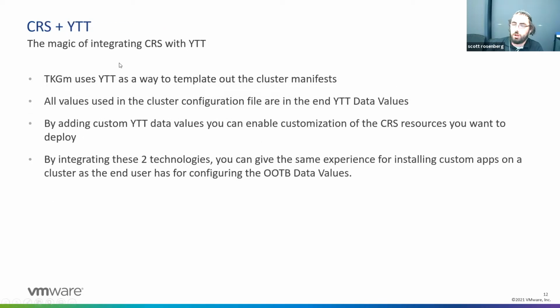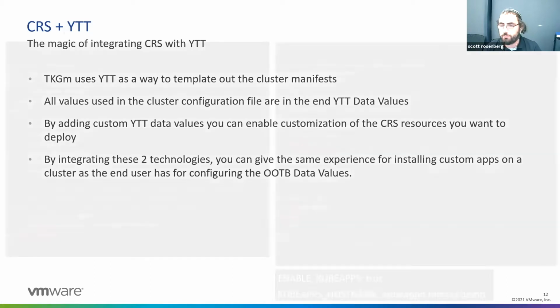So TKGm uses YTT as a way to template all of our cluster manifests. And what's important to note is that all values used in the cluster configuration file that we create are data values. They're values for YTT to be used. So by adding some custom values to there, things that don't necessarily exist out of the box, we can actually customize those cluster resource sets and can really make things customizable. By integrating these two technologies, one of the great things is we can give the exact same experience to our end users for installing a custom app as they have for setting the number of CPU on a worker node.